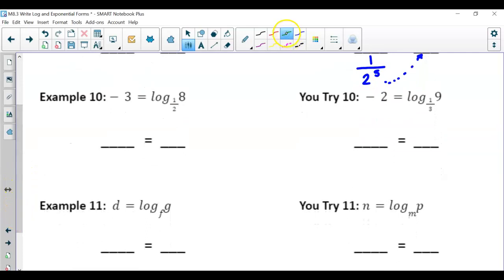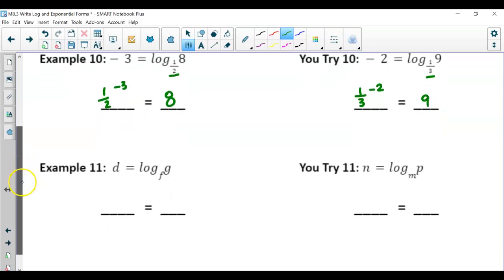So then here, we've got a base of 1/2. So 1/2 to the -3 power, which is now equal to 8. Go ahead and pause the video and try this. You try here. Base of 1/3. So 1/3 to the -2 power is equal to 9.